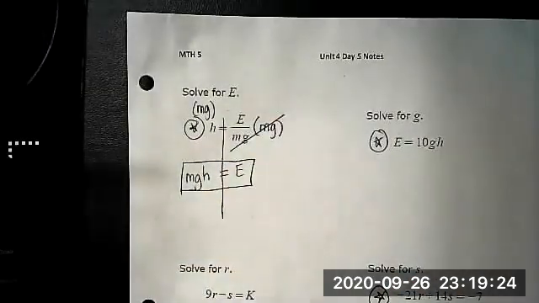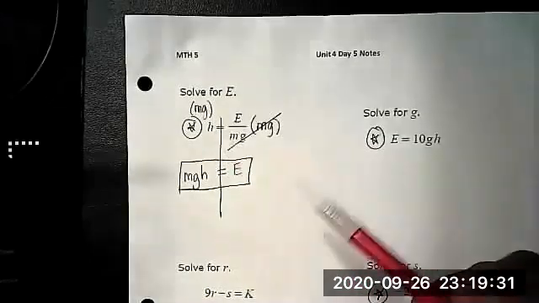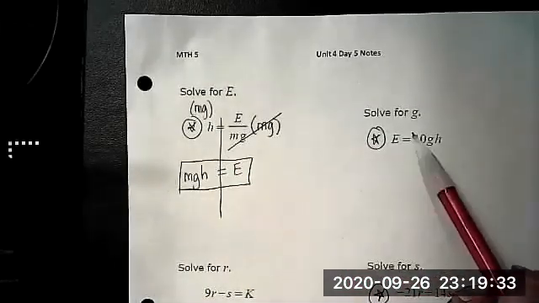M, g, and h are all next to each other. That means they're multiplied by each other, and that's what we did. We multiplied m, g on both sides. Those will be m, g, and then h. All right? Let's look over here.